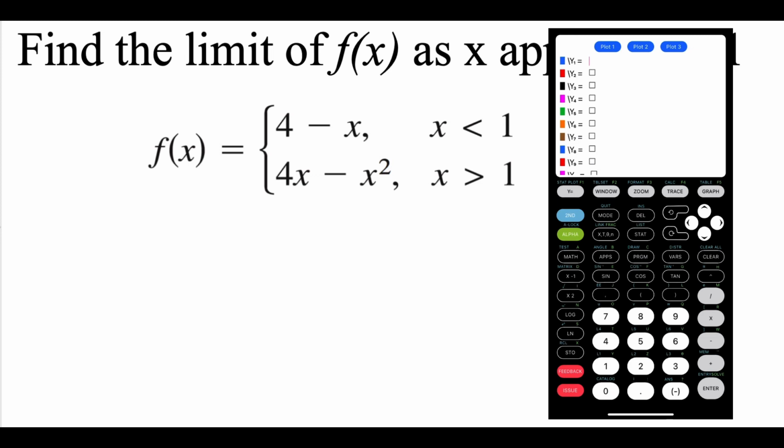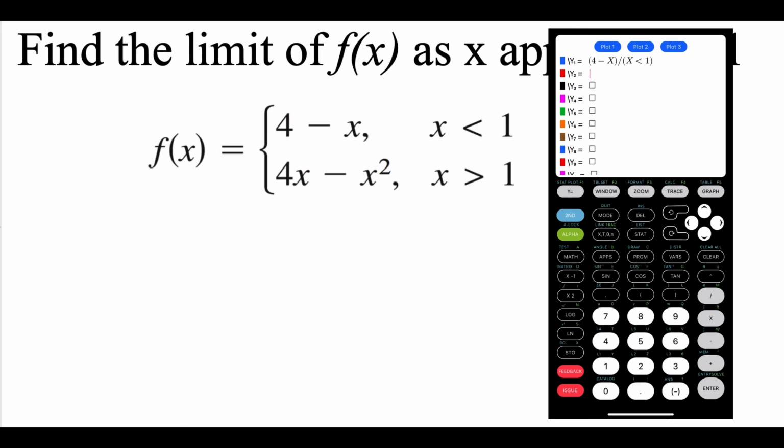So this top function is 4 minus x for x values that are less than 1. When I type that into my calculator, I want to put the function itself inside of a set of parentheses. So I'm going to do 4 minus x. Then I'm going to hit my divided by symbol, and then I can put my domain inside of parentheses as well. So I want x values that are less than 1. If I hit second math, that's going to bring up a list of inequalities. I want the less than symbol, and I want x values that are less than 1. So this is going to graph out the function 4 minus x for x values that are less than 1.